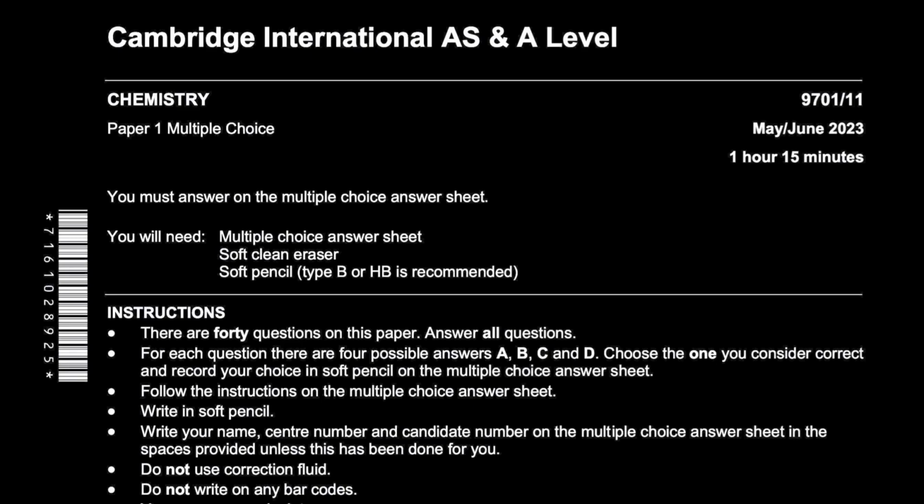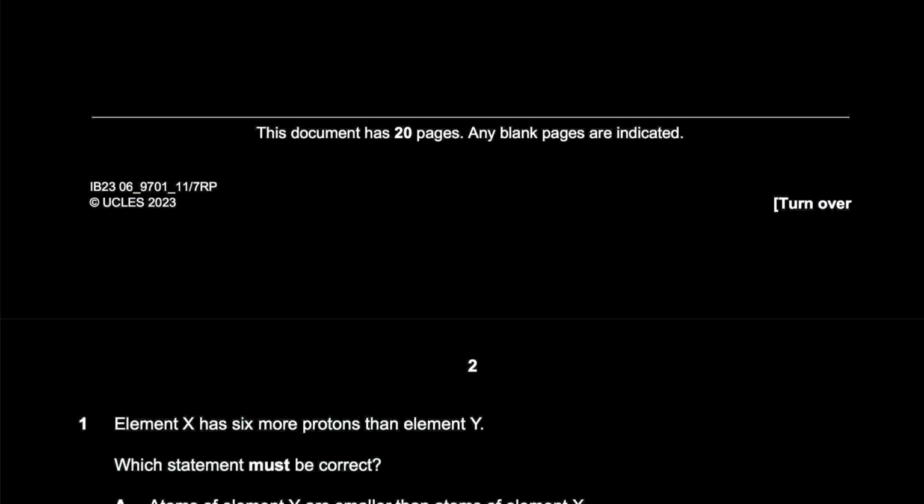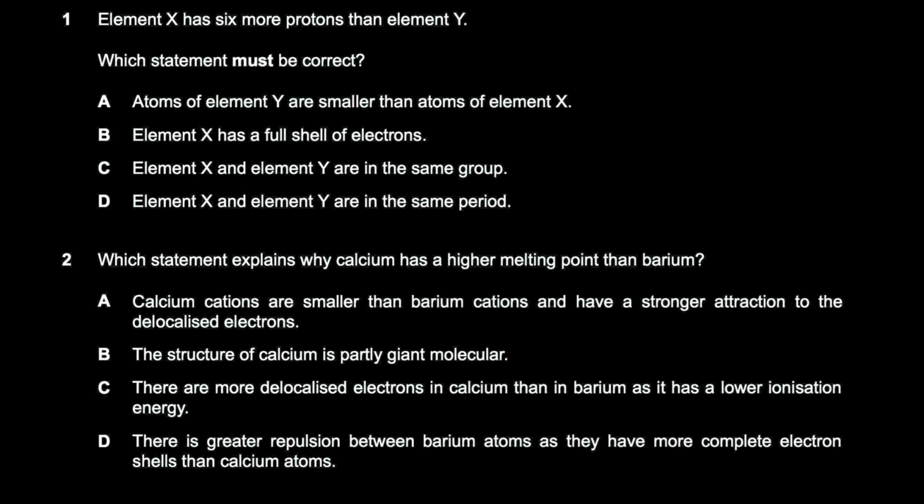So today we're going to be doing May-June 2023 paper 11. Question number 1 says element X has 6 more protons than element Y. Which statement must be correct? So the first statement says atoms of element Y are smaller than atoms of element X.